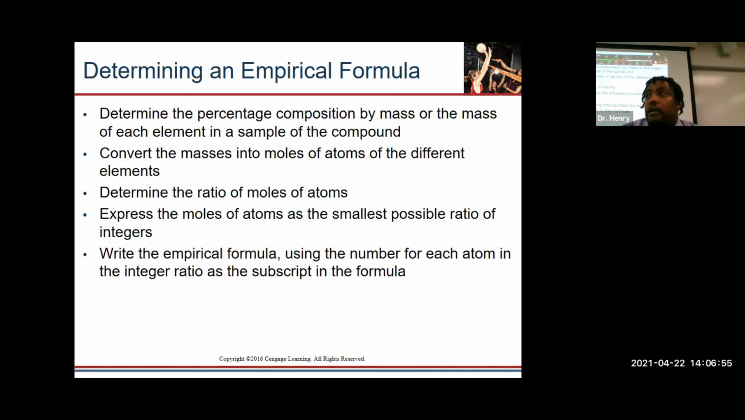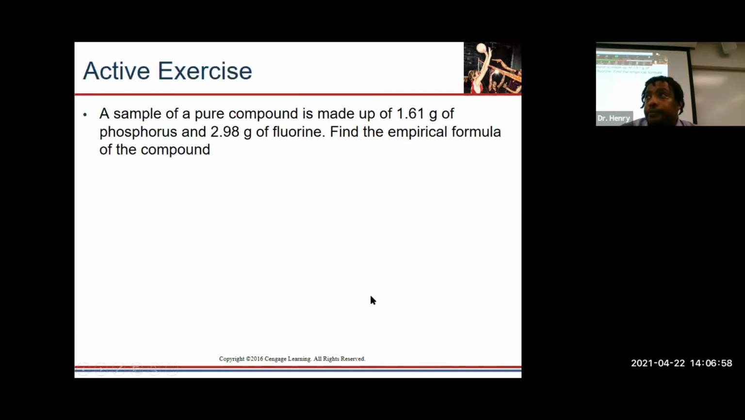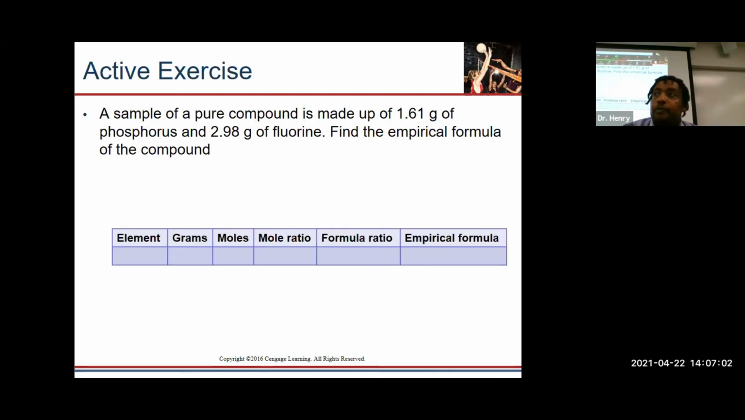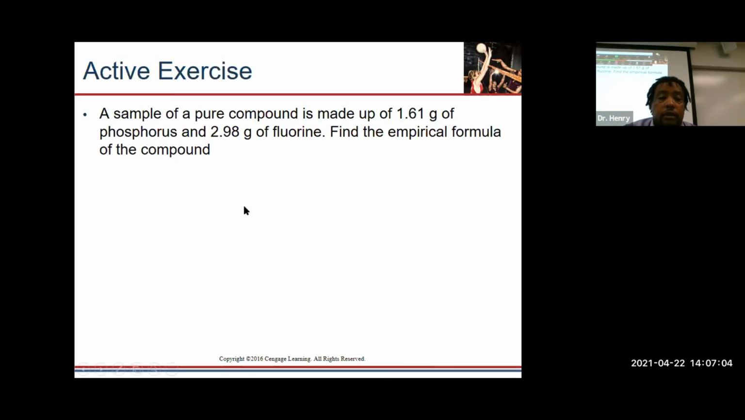Okay, so let me give you an example. A sample of pure compound is made up of 1.61 grams of phosphorus and 2.98 grams of fluorine. Find the empirical formula. So a sample of a pure compound is made up of 1.61 grams of phosphorus and 2.98 grams of fluorine.